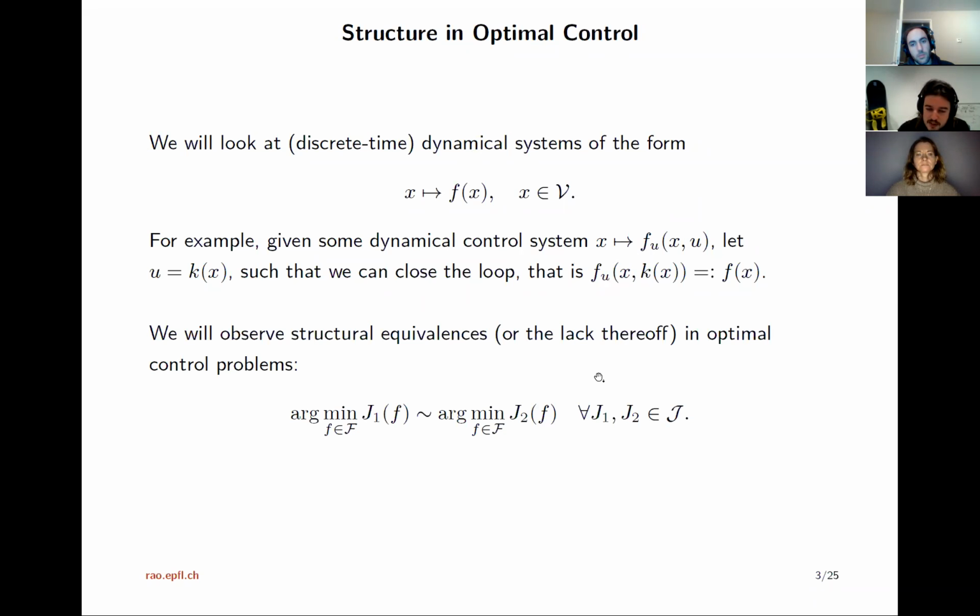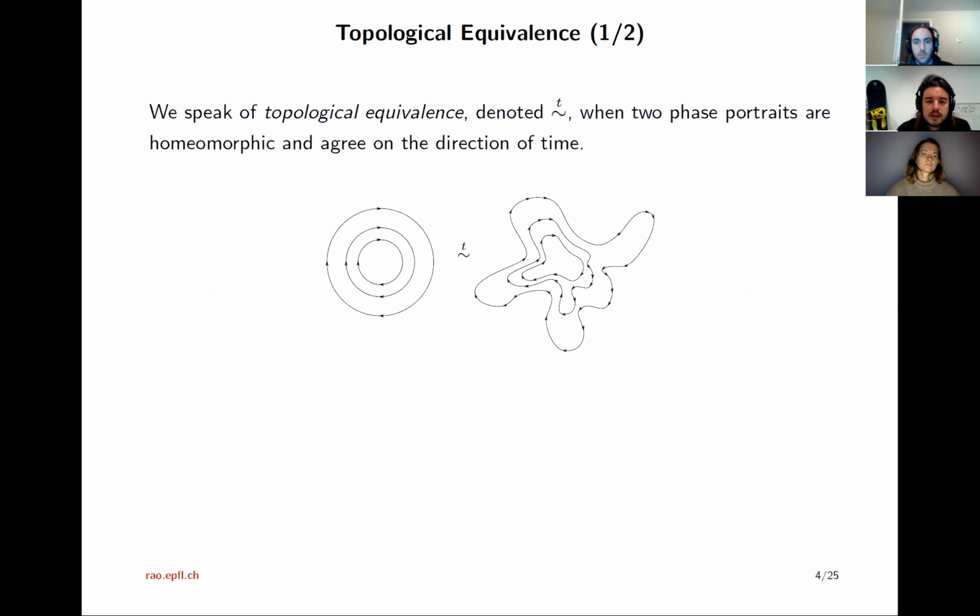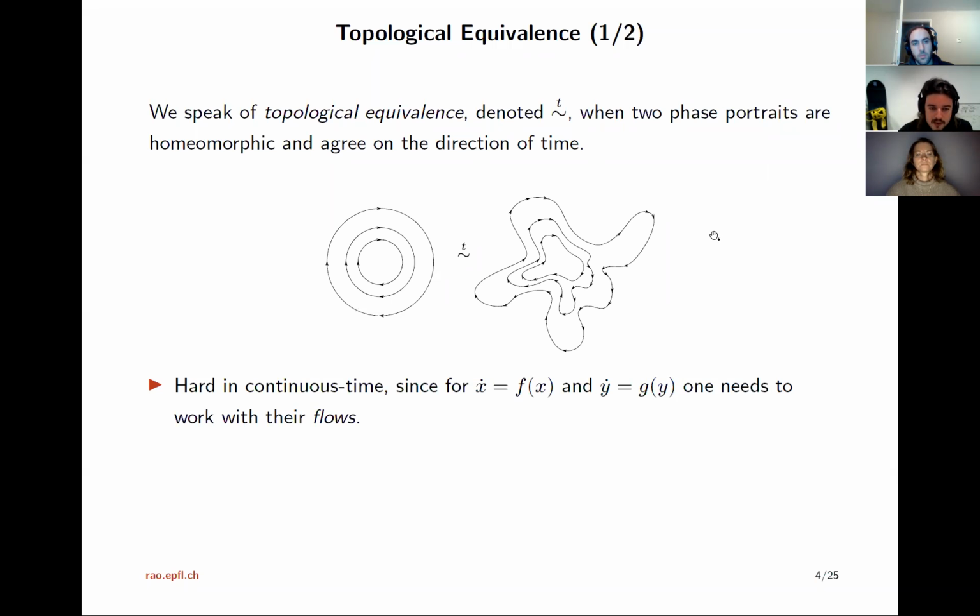So what we will see is that if you look at a particular class of cost functions, then the resulting closed loop systems will have some structural similarities. This is essentially the main message of today. To formalize this type of equivalence, we will talk about topological equivalence. Intuitively, this means that these phase portraits are homeomorphic and they have to agree on time, which relates to stability.